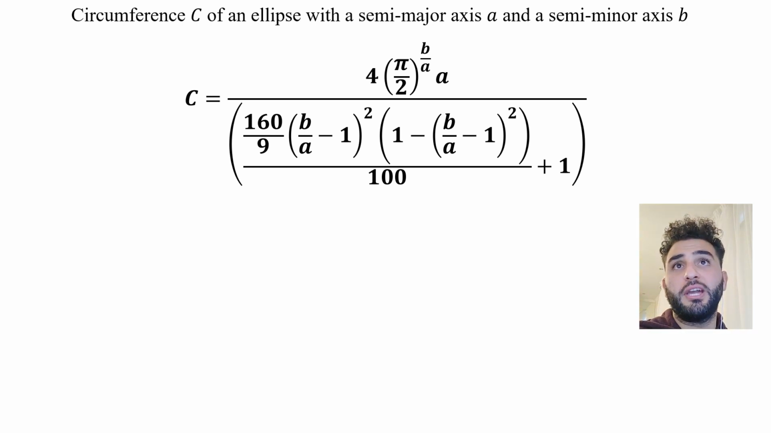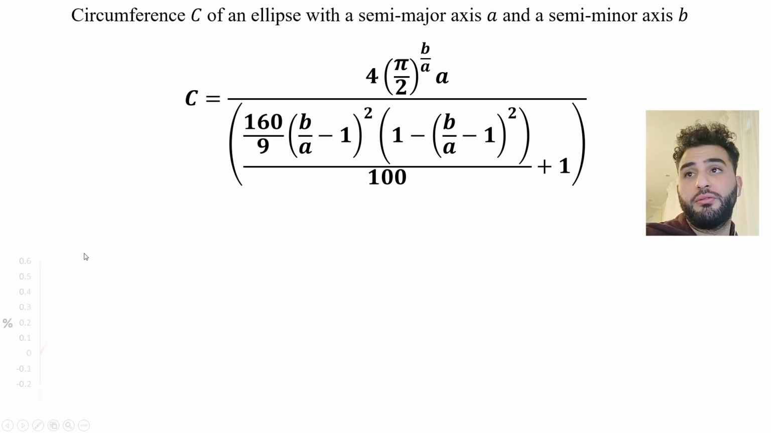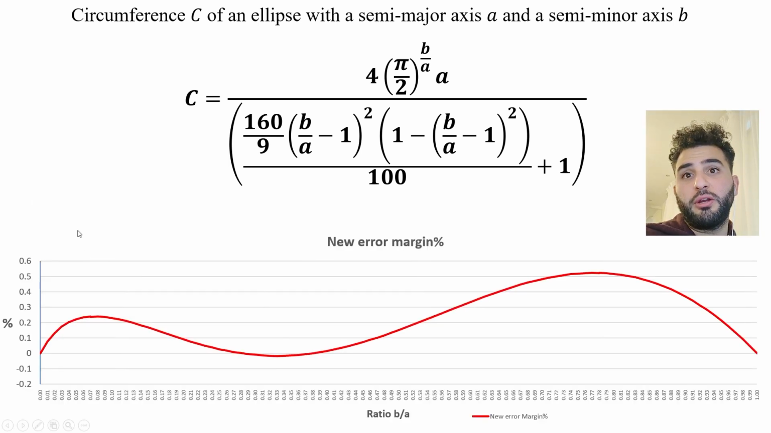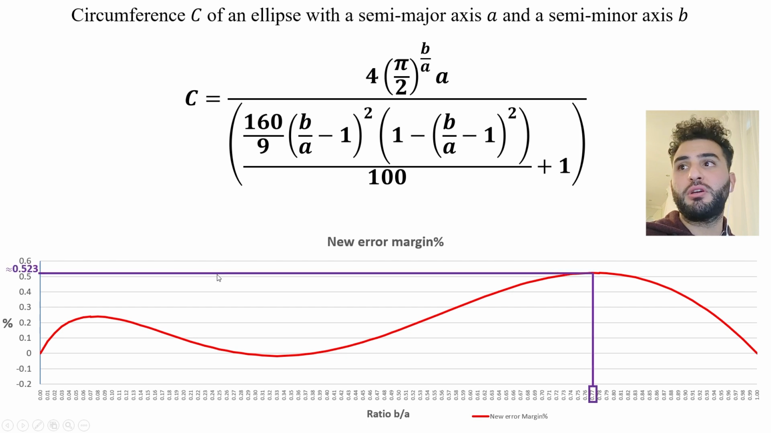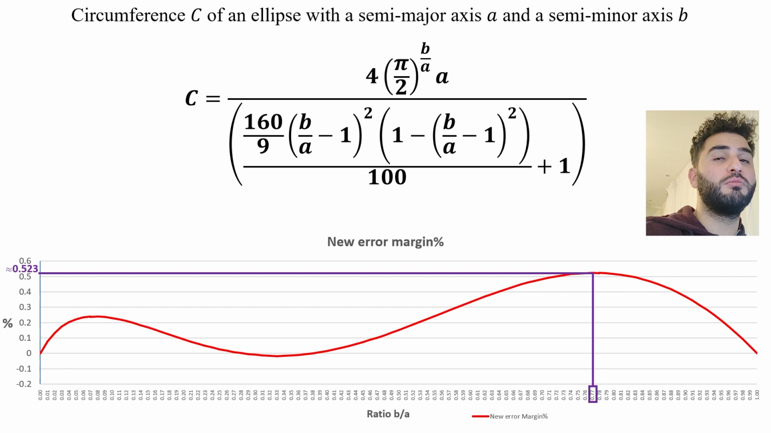And if you want to know what the error margin is now with this formula, here it is. The error margin is, as you can see, very wavy based on the ratio of B to A. It's not linear. But at least the error margin is really small. So here we are talking about a peak of 0.523, maximum 0.523%, and this is reached at a value of B over A of approximately 0.77.